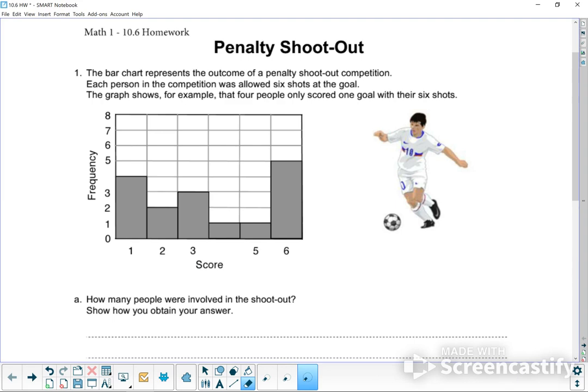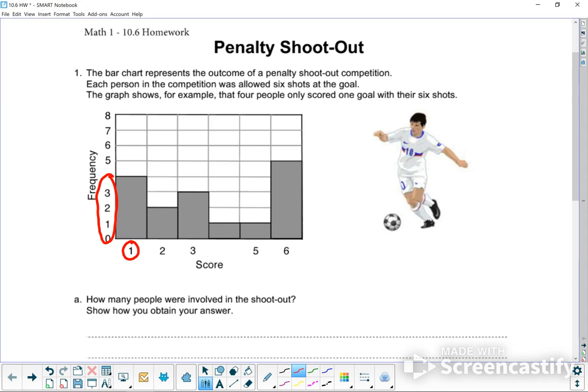And if you're looking along the side, it says frequency. And frequency is just how many of those were scored. So, for example, scores of 1, we would have 1, 2, 3, 4. So that means 4 what? Well, we're talking about people here, right? So 4 people scored 1 point.